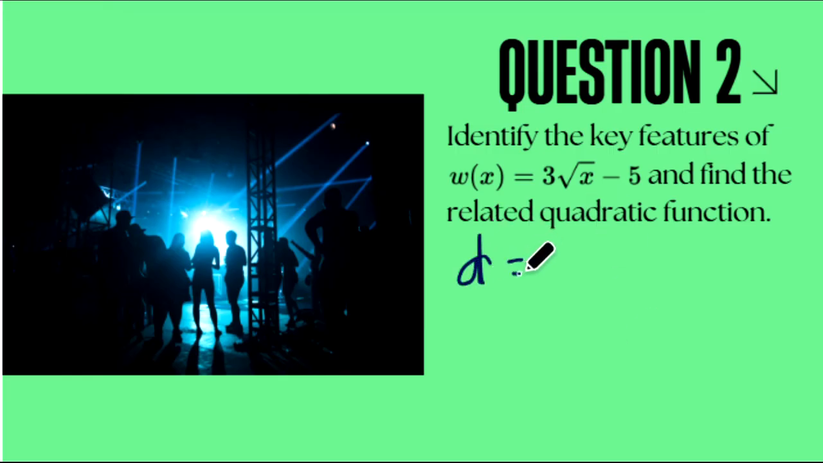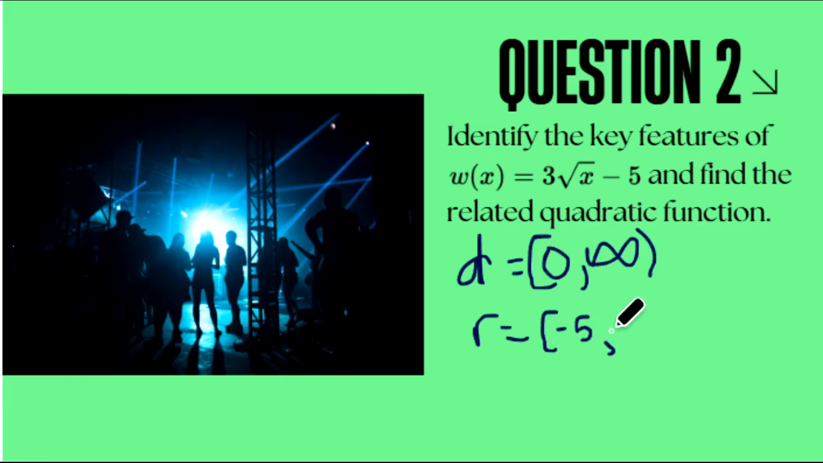So the domain is going to be whatever will make this 0, which is just 0 and infinity. This side is a bracket. This side is a parenthesis. And the range is just whatever is outside on the right from the square root. So the range is bracket -5 and infinity with a parenthesis.